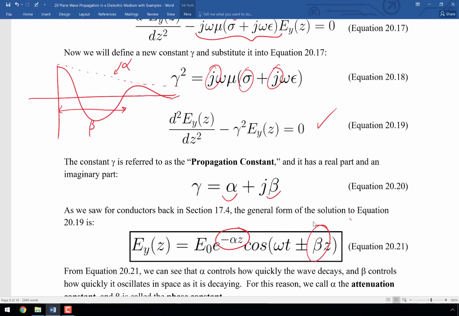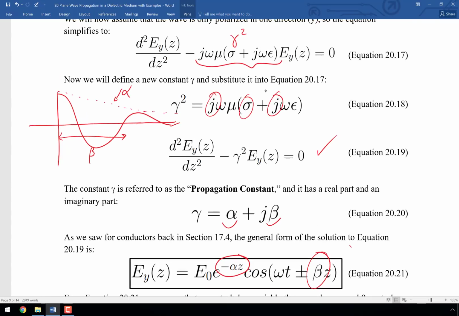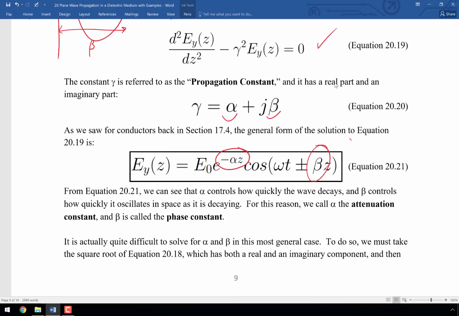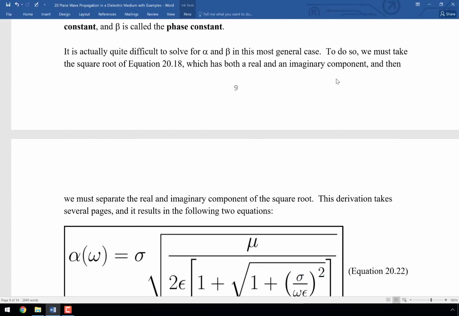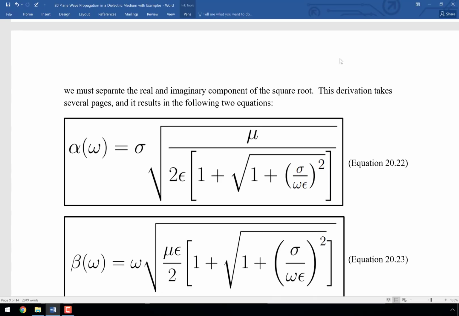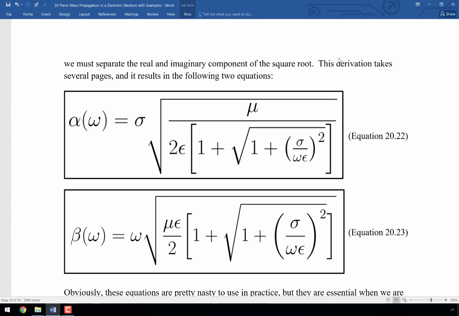I want you to come back up here and look at this equation, equation 20.18. Notice that there is a real part and there's an imaginary part. We have to take the square root, and then we have to separate the real part and the imaginary part. It takes pages of algebra, maybe a page and a half, to do that. But when we do, and I'm skipping that part, we end up with these two equations here. We end up with an equation for alpha and an equation for beta.